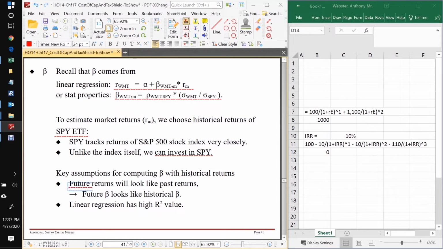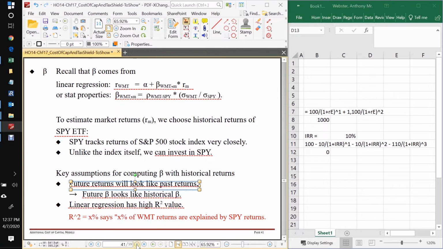Okay, so our key assumptions for computing our beta with historical returns are, again, that if we're using historical returns to compute this number, we are assuming the future will look like the past, so the future beta is going to look like the historical beta. And also, we're getting this from linear regression, and it better have a high R squared value. R squared equals X percent says X percent of WMT returns are explained by SPY returns. Okay, so that's going to be important for us.